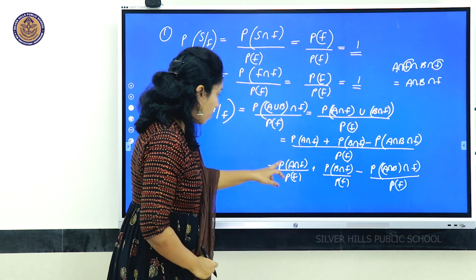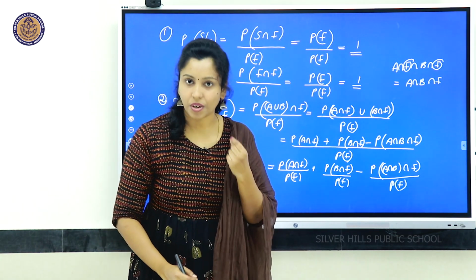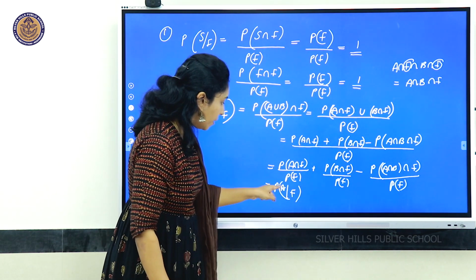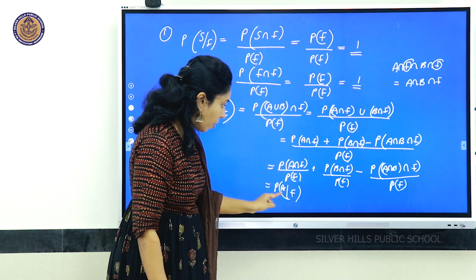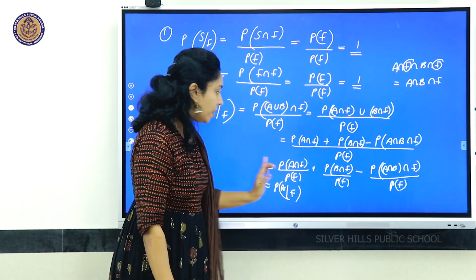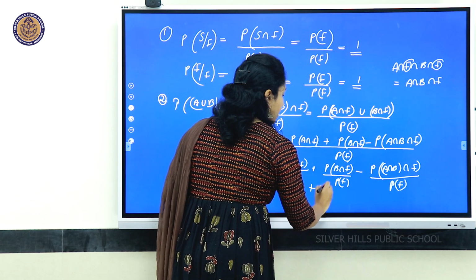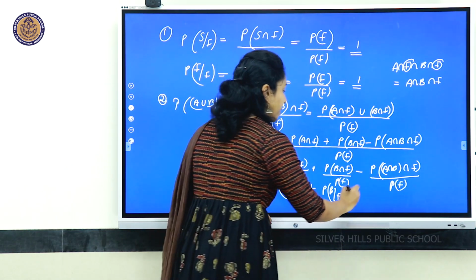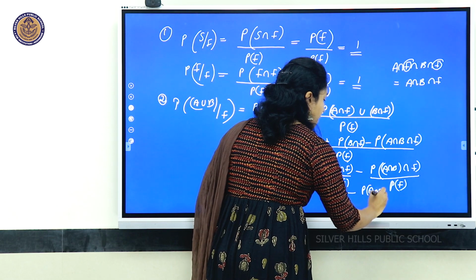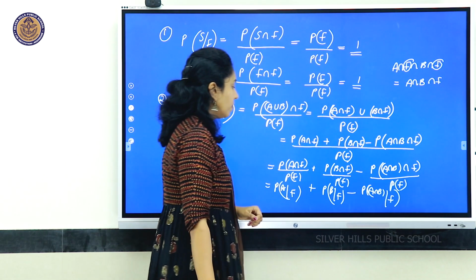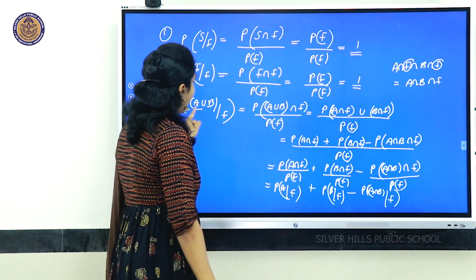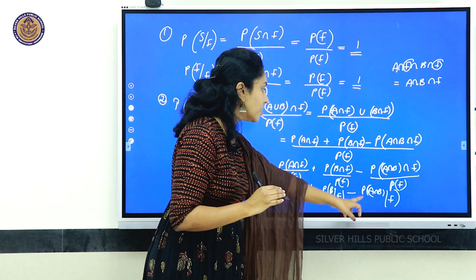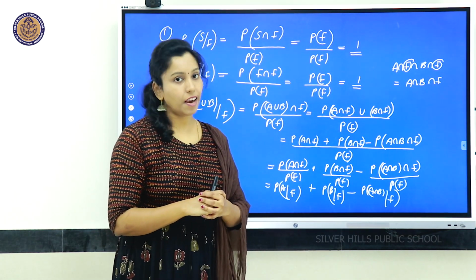Okay, so we reached here. Now look at this. What is this? This is actually a conditional probability. This is equal to P of A given F. Just think in the reverse order. P of any event given F is equal to P of A intersection F by P of F. So it's correct. Plus this is P of B given F minus. Now here what will we write? This is P of A intersection B given F. So we proved that. What did we prove? P of A union B given F is equal to P of A given F plus P of B given F minus P of A intersection B given F.